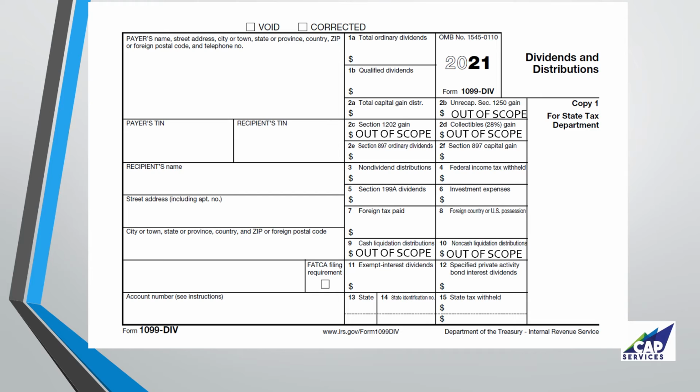Notice the boxes that are out of scope. Be sure to ask the taxpayer what box or boxes have dollar figures in them and compare it to this sample.